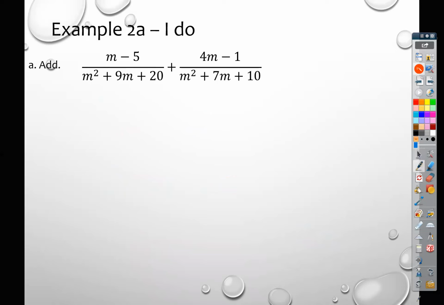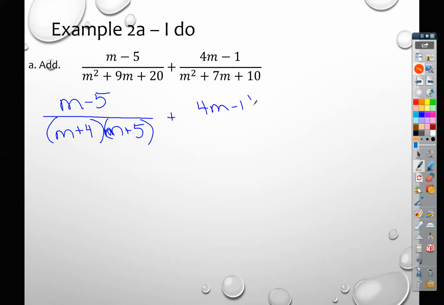So the very first thing that we need to do is factor everything that we can. So I'm going to say m minus 5 over, let's factor this. So m times m, what would multiply together to give me 20 and add together to give me 9? A 5 and a 4. Okay, let's see. I would have an m and an m. What would multiply to give me 10 that would add together to give me 7? A 5 and a 2.